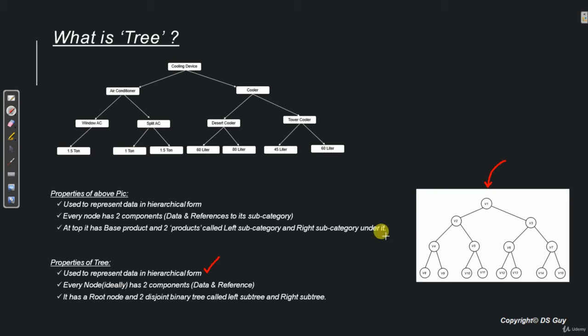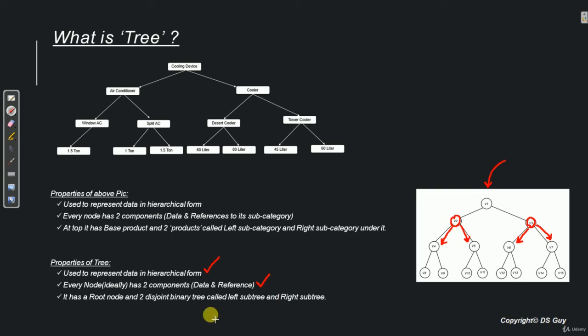We also see that every node has two components in it, that is it is storing the data. In this case it is storing V2 and the reference to its children, which are V4 and V5. Similarly, if we see node V3, it is storing the data V3 and the reference to its children, which are V6 and V7. So it is satisfying property number 2 as well.